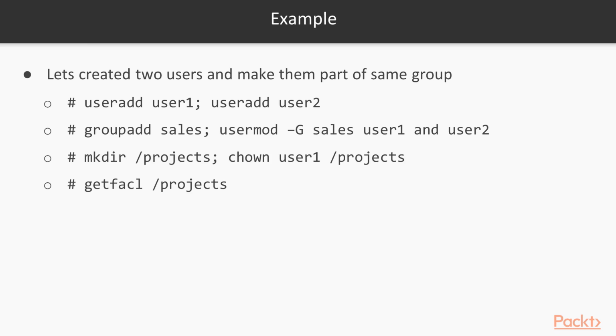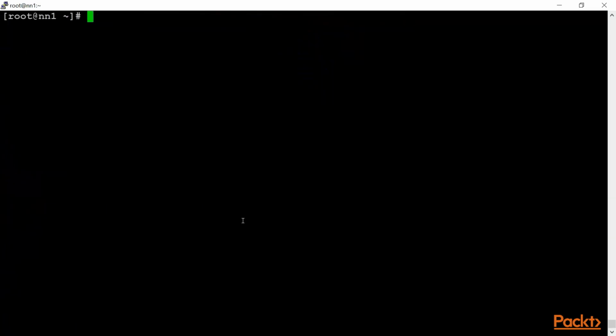So let's say I create two users, user 1, user 2. So let me just go to the system. We will create two users, user 1 and user 2. And then we will add those users to the sales group. And then we will assign certain permissions to it. And then we will see how it behaves. So let's go into one of the systems. I'm using the same master node.